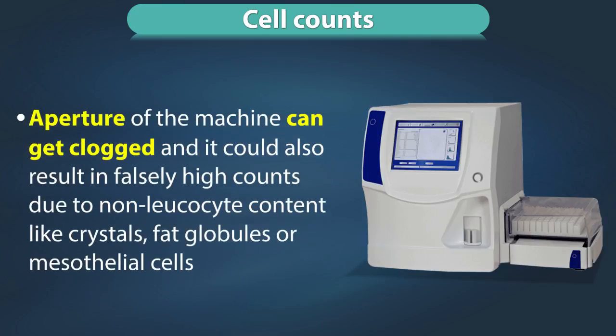An automated cell counter may also be used for high cell counts, but it is important to remember that the aperture of the machine can get clogged and it could result in falsely high counts due to non-leukocyte content like crystals, fat globules, or mesothelial cells.